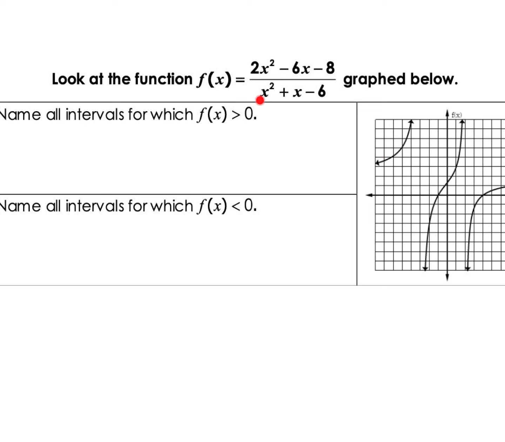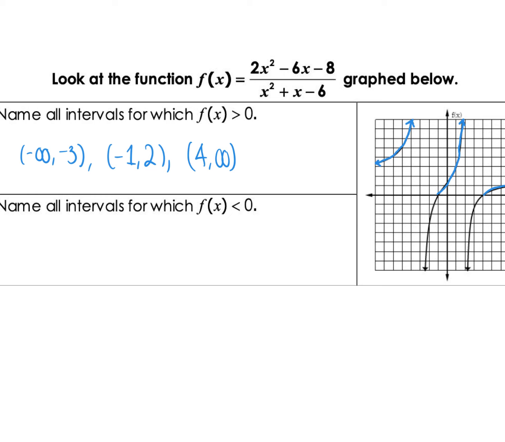So here we have the graph of (2x squared minus 6x minus 8) over (x squared plus x minus 6) to the right here. So we're going to name the intervals for which f of x is greater than 0. So I'm going to highlight first where f of x is greater than 0 on the graph. So we're greater than 0 here, here, and here. So that is from negative infinity to negative 3, from negative 1 to 2, and from 4 to infinity. And we're going based on the x values.